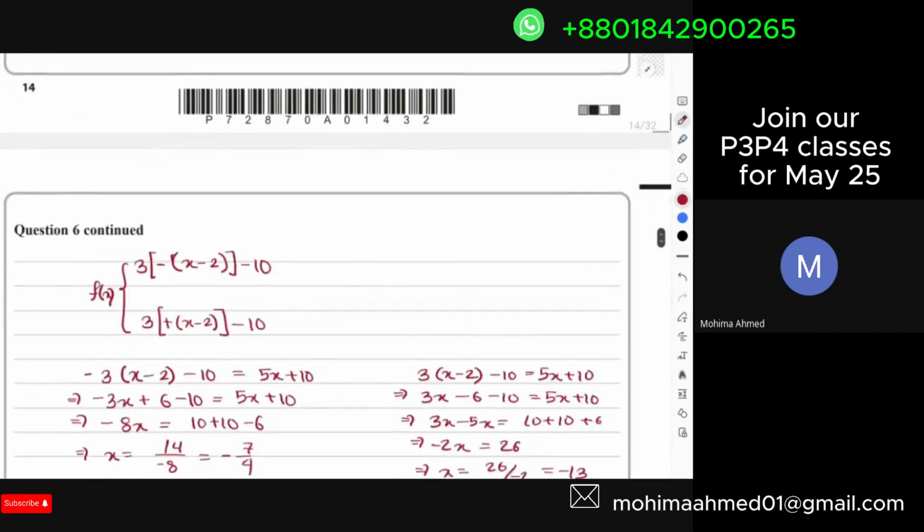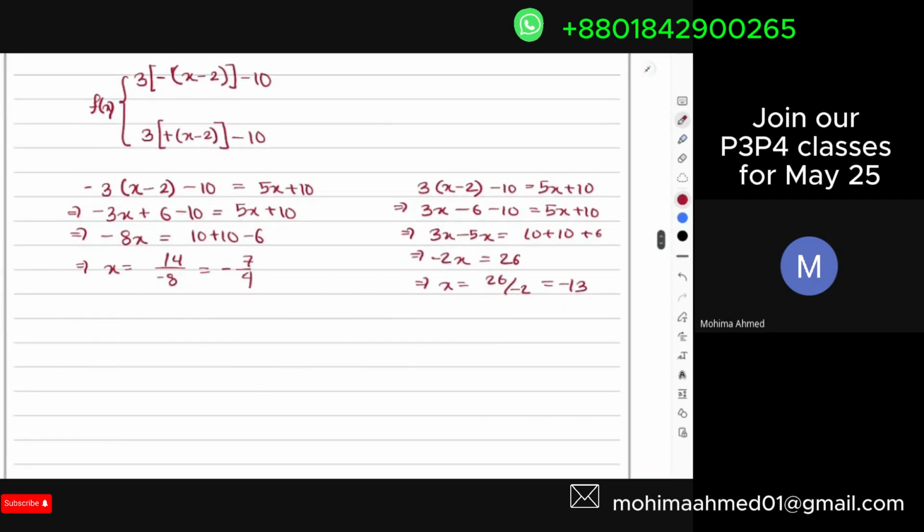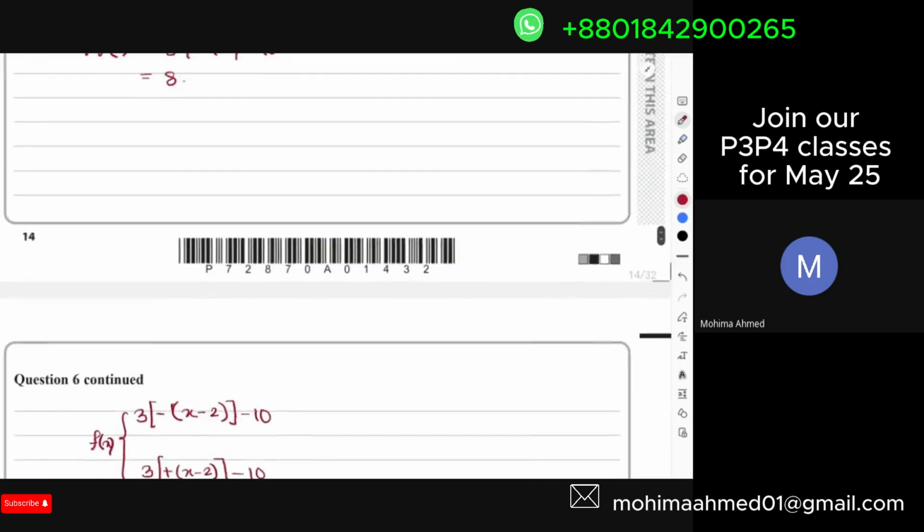This one gives you minus 13. 3x minus 6, 10, 5x. This one again gives you minus 13. If both of them are giving you minus 13, then in that case, they are intersecting two times with this, right? Okay, this is how maybe the graph actually was.